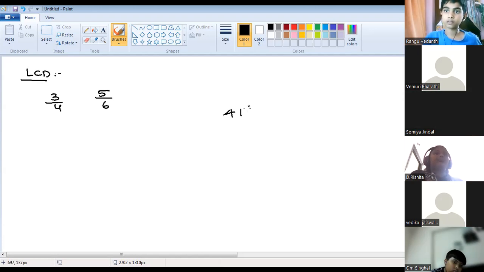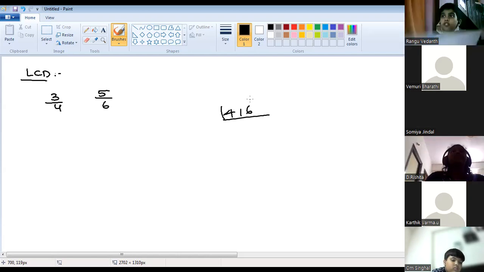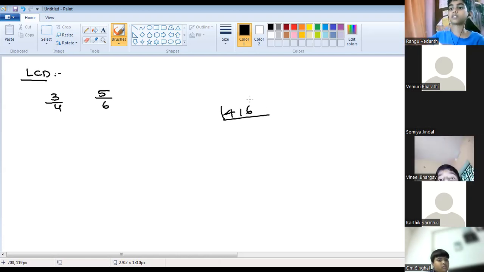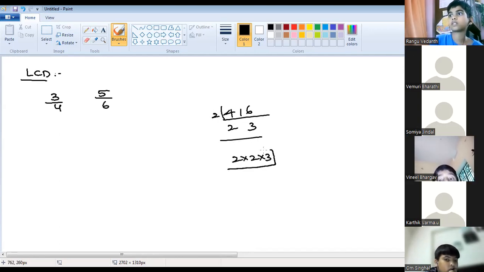So, what is the LCM of 4 and 6? 12. I'm not asking about the HCF, I'm asking LCM. 2 into 2 into 3 is 12. What is 2 into 2 into 3? 12.